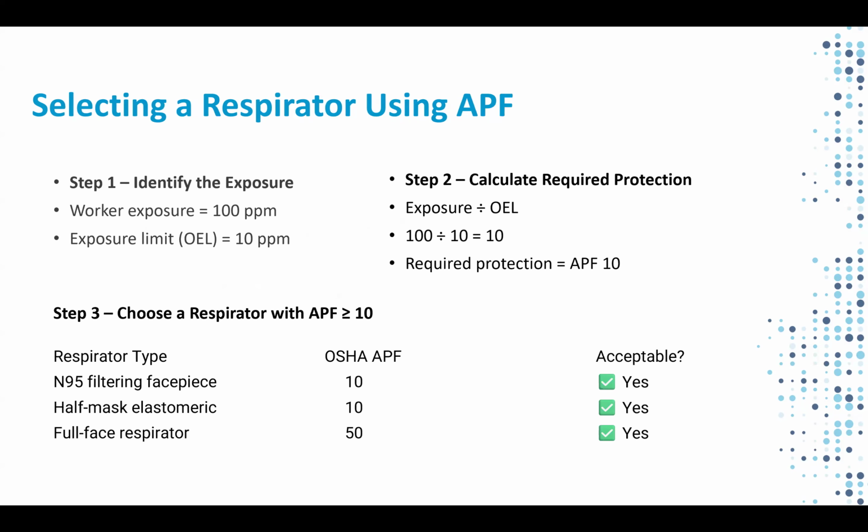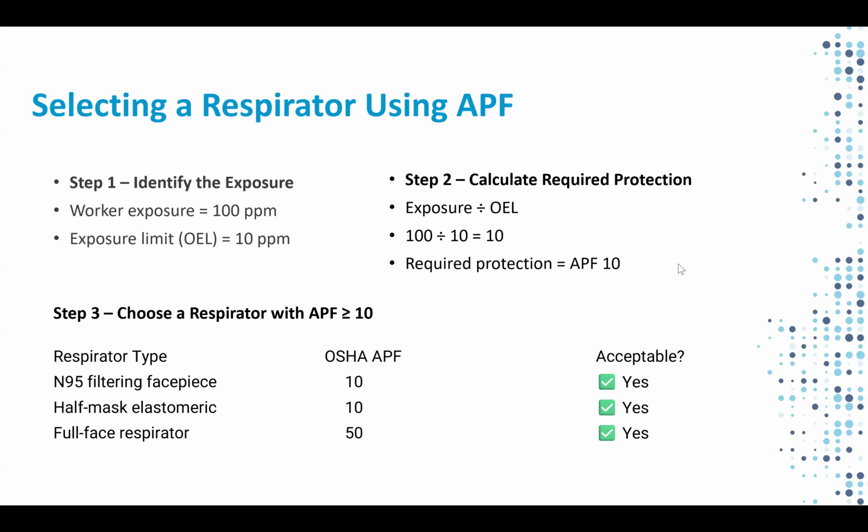So we're just going to walk through it one more time, just talking about APF, because I really do find that this is where people get slipped up a lot. So for a different example, I just did some other simple math. If you got some worker exposure that was 100 parts per million, and the exposure limit that you were referencing was 10 parts per million, you would take that 100 parts per million exposure that you identified or measured, and then you would divide it by that occupational exposure limit, the 10. And so that's going to give you a 10. And now your required protection is an assigned protection factor of 10.